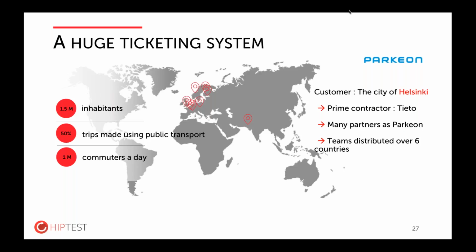So hello, everyone. I'm pleased to share with you some amazing experience about this project. So we are speaking about the ticketing system of Helsinki, capital of Finland. So the transport services combine metro, trams, buses, train and ferries. And the system manages about 1 million commuters per day. In terms of context, we have the prime contractor of this project, that is Tieto, and the overall partners as Parkeon are distributed over 6 countries from UK to India.